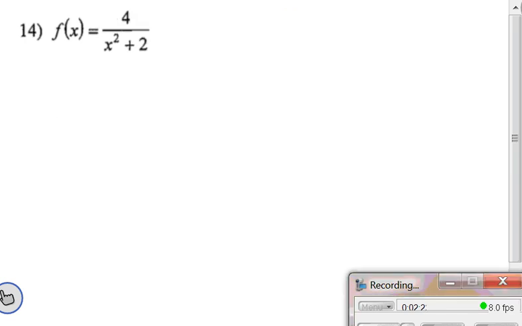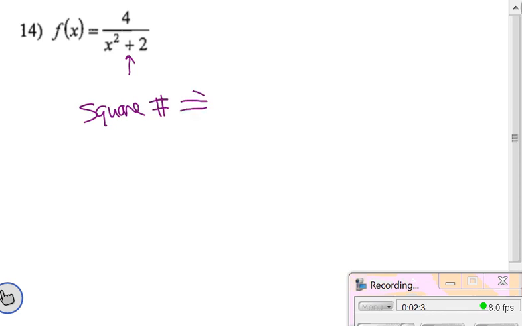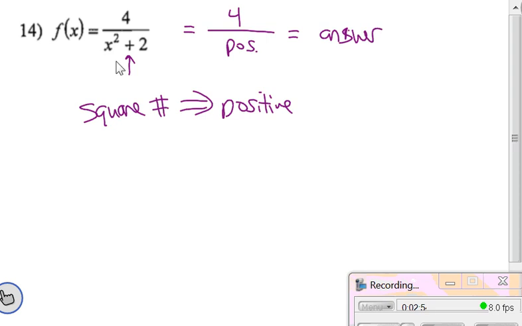Okay, so 14. Can I put any number I want in here? Well, because of this squared and the plus 2, right? Any number I put in, when you square a number, it becomes positive. And then I'm going to add 2, so I'm going to have a positive number on the bottom and 4 on the top. So I'll always get an answer. So you're going to say this is continuous. The entire problem is continuous. There's no discontinuity.